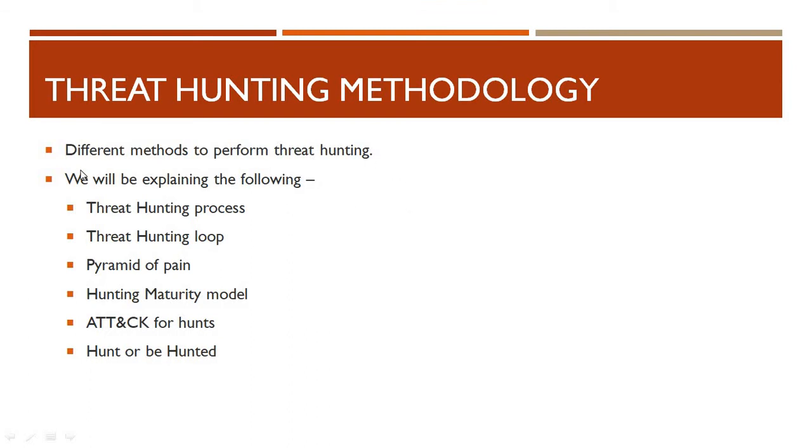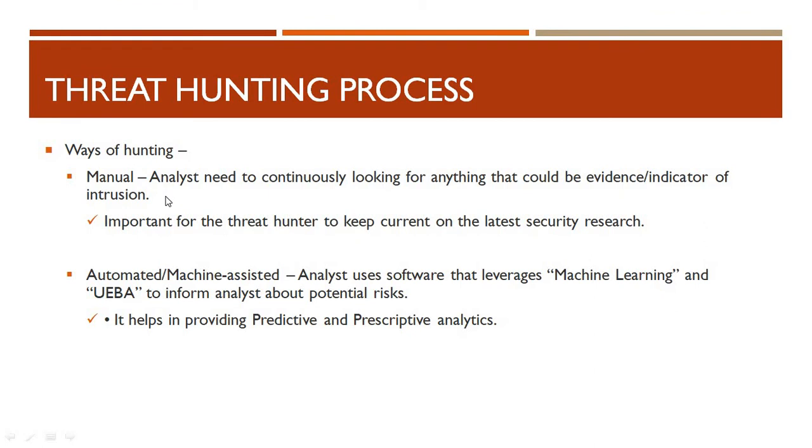So let's quickly start with our first part, which is known as threat hunting process. In a threat hunting process, there are various ways of performing threat hunting. If you quickly remember our first part, the introduction to threat hunting, we said that threat hunting is nothing but finding stuff. There are various ways of finding stuff. The first one is the manual way. In the manual way, the analyst needs to continuously look out for anything in an environment which could be any kind of indicator of compromise or evidence of any kind of intrusion.